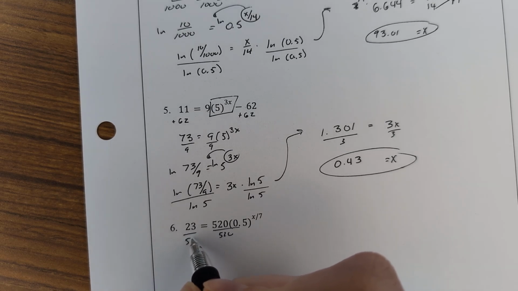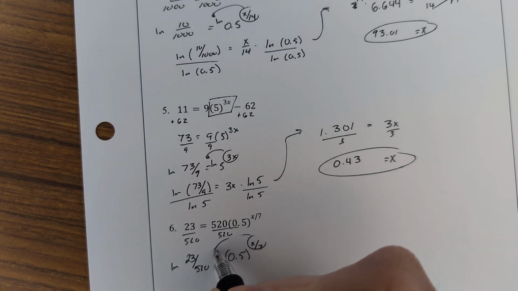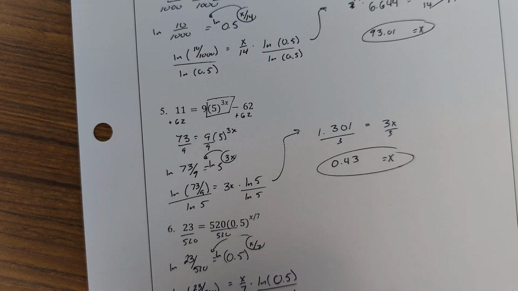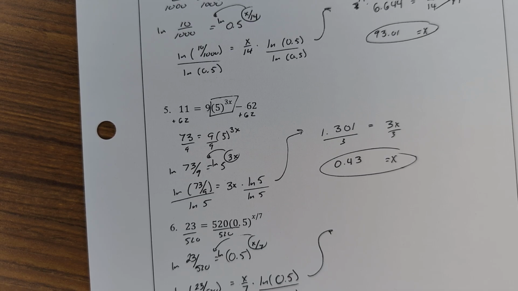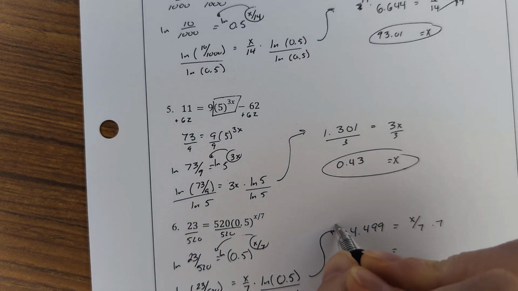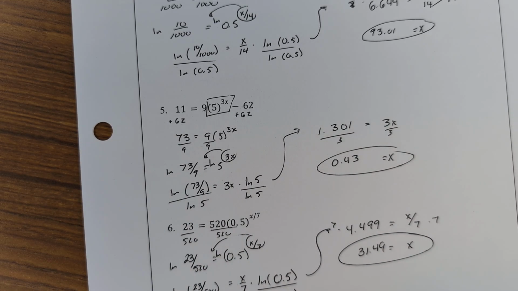All right, last one. So divide by the 520. So 23 over 520 equals 0.5 to the x over 7. I left the parentheses even though I don't need them. ln on both sides lets me pull the exponent out front. So ln 23 over 520 equals x over 7 times ln 0.5. Divide this guy across. That gives us ln 23 over 520 divided by ln 0.5, 4.499 equals x over 7. So multiply both sides by 7. 31.49. And that brings us to the end of the section.